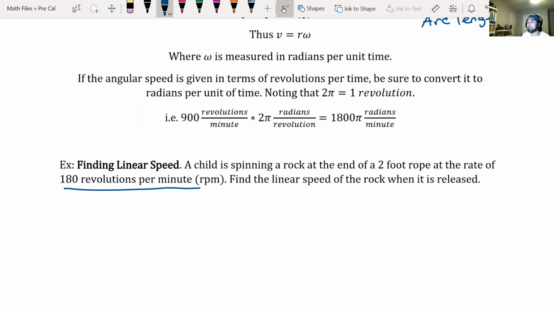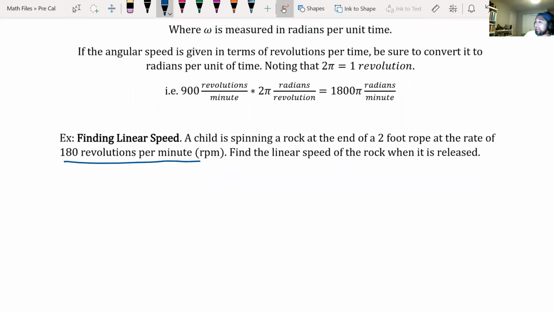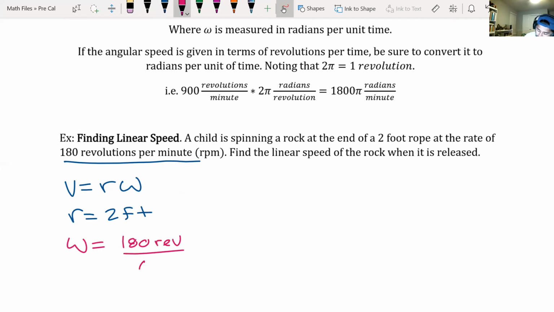All right, so let's go ahead and find the linear speed of this when it's released. So this kid is going to release the rock. Since it has revolutions per unit of time, we get to use this formula: v equals r times omega. There's one thing we know. What is the radius? 2 feet. Good. Then, in order to find omega, we need to convert 180 revolutions per minute into radians per minute. All we have to do is multiply this by 2 pi radians over 1 revolution. Conversion tables, you guys seen those before?